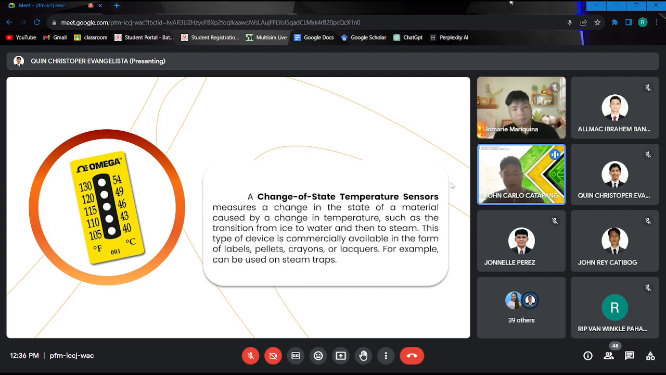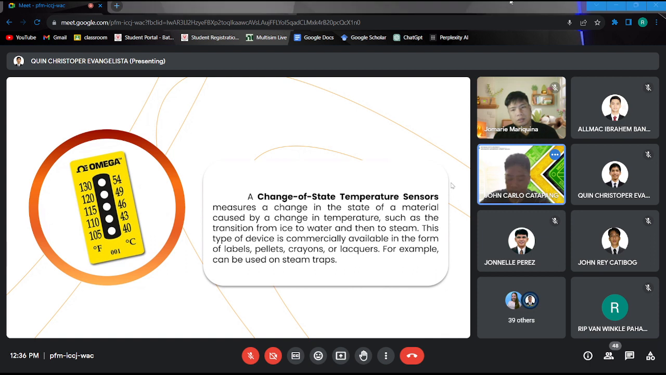So yun po nga, ang example po dito is yung steam traps. Kapag po yung steam traps ay nag-exceed na sa certain point, makikita po natin itong ating device na naka-white dot. So magiging black dot po ito kapag umabot na sa certain point yung ating steam traps.